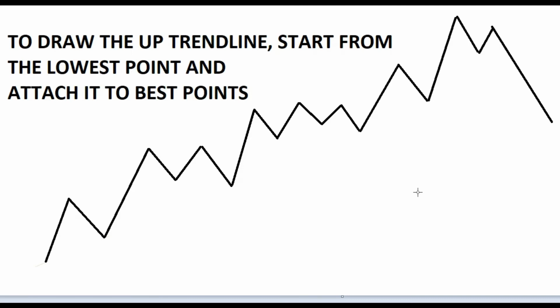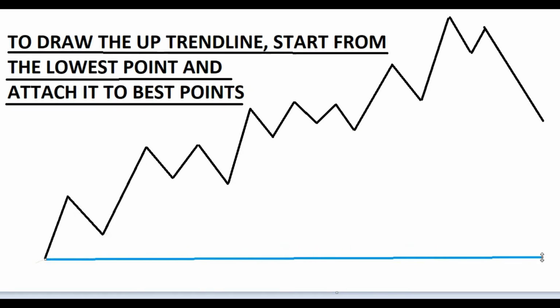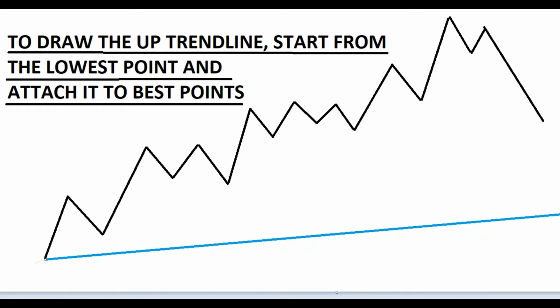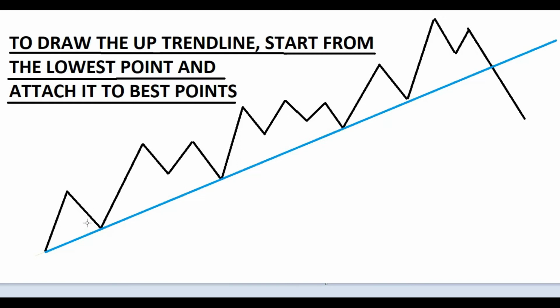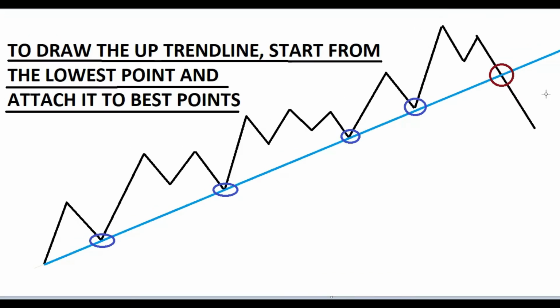Now let's go ahead and see how can we draw uptrend line on this diagram. Please go through this. To draw the uptrend line, start from the lowest point and attach to the best points on the higher side. I'll just show you this. Now here in this diagram, if you see, this is the lowest point. From this lowest point, I'll just drag the line on the right end and I'll move in the upward direction. Now if you see here, we are attaching this line to these points. And if you see, the price has remained above this trend line when the trend was up. And here at this particular point, the trend is broken. Let's move to the next diagram.